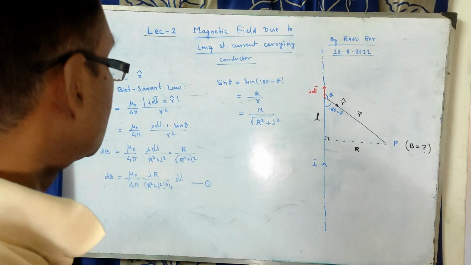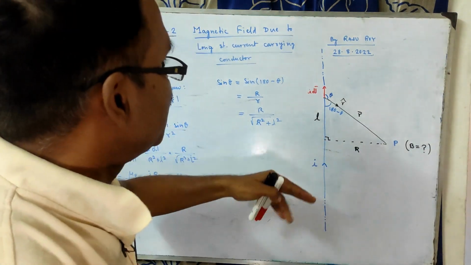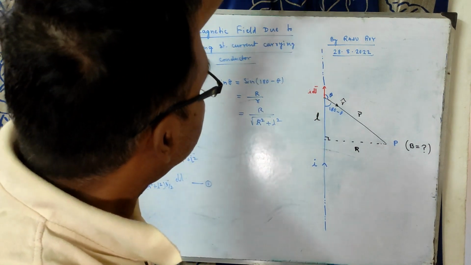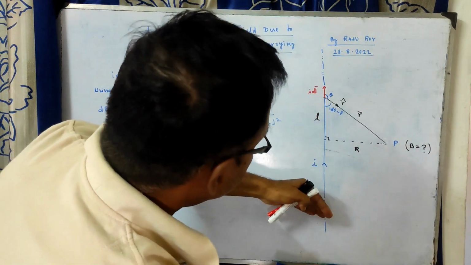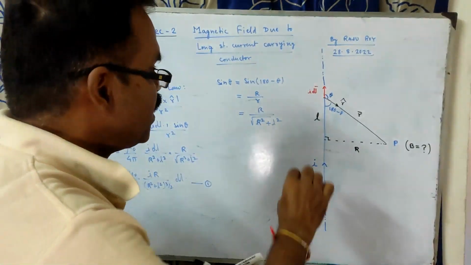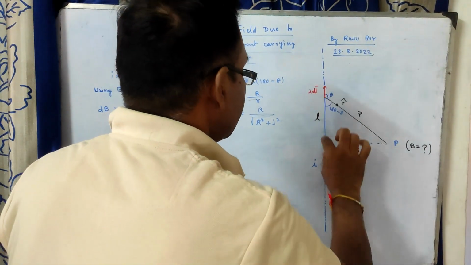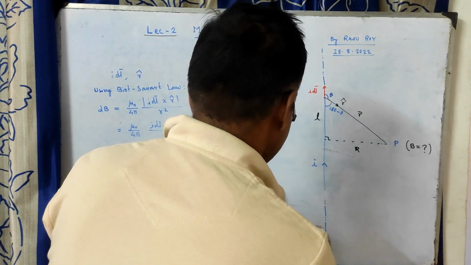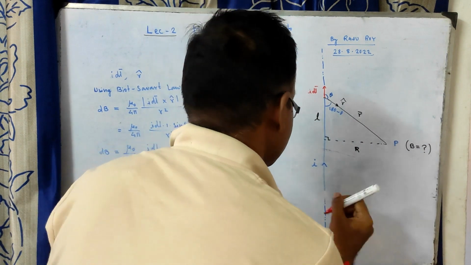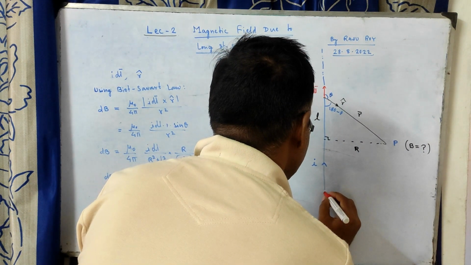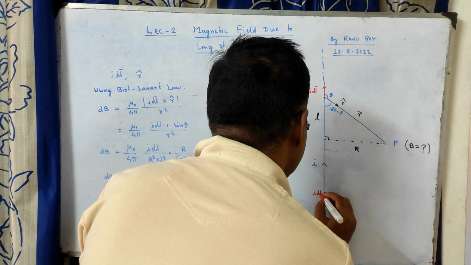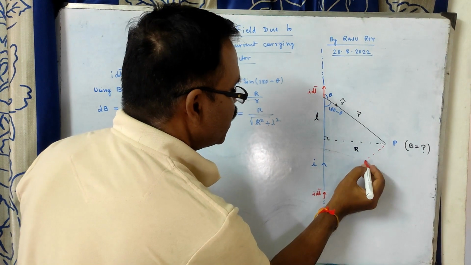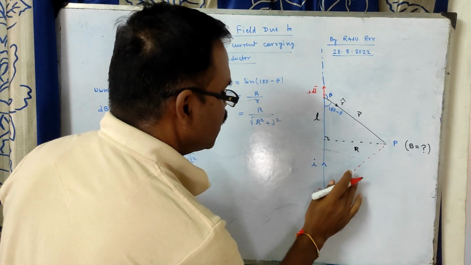Now you see, because it is infinitely long, there is the upper portion and the bottom portion. If I split it into small parts, at equal distance I am taking one more Idl here, at the same distance L. So this direction will also be like this. This vector will be this. And if I join this, it will become an isosceles triangle.